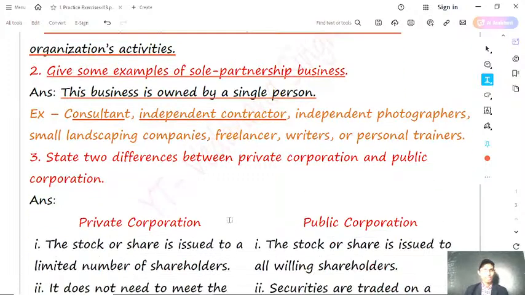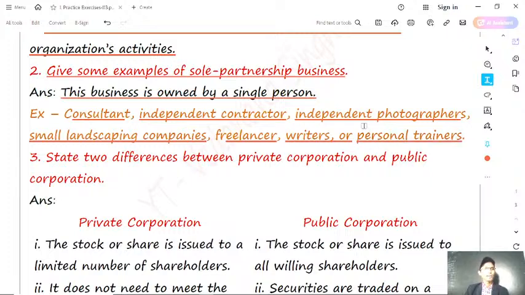Okay, now the next answer for the question is independent photographers, small landscape companies, freelancers, writers and personal trainers. These are the businesses which are owned by a single person. Okay, now the freelancer means you can do a particular job by yourself. Writers and personal trainers, they are the examples of sole entrepreneurship business.